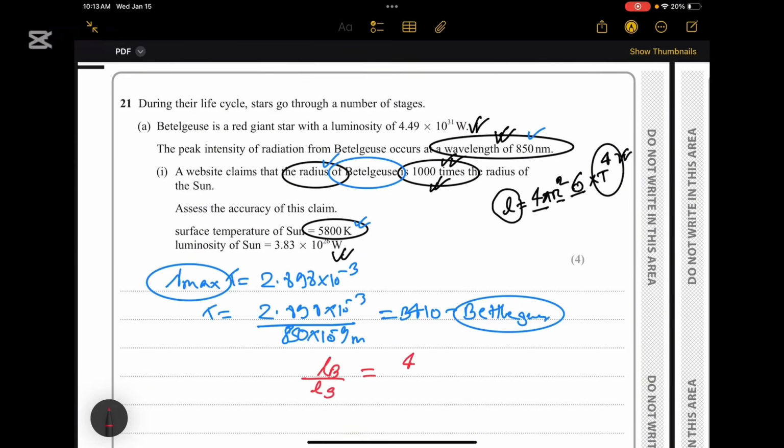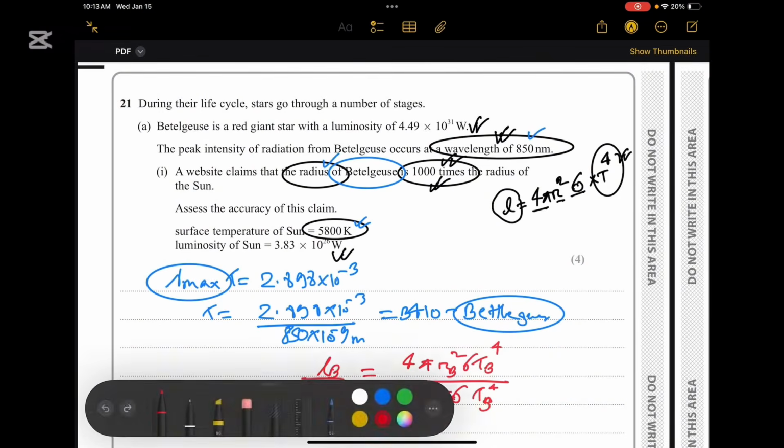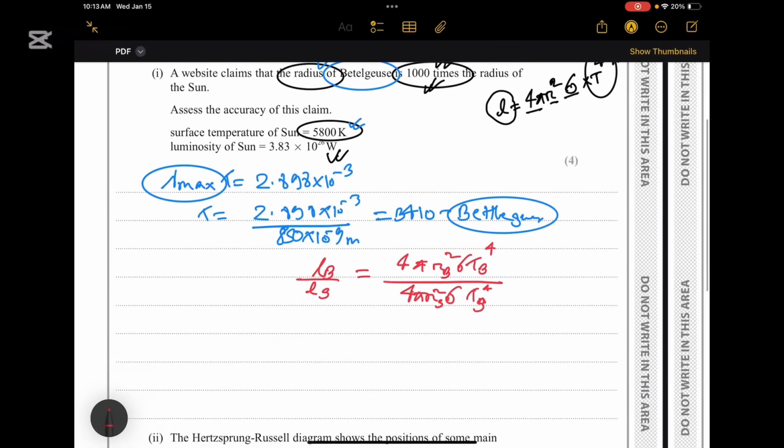So we'll write the formulas: 4 pi r B squared sigma temperature B to the power of 4, divided by 4 pi r squared sigma temperature of the sun to the power of 4. This is how we will write it down. Now out of this we have all the values: the luminosities, the 4 pi, the sigma, and the temperatures. We have to figure out the radius.